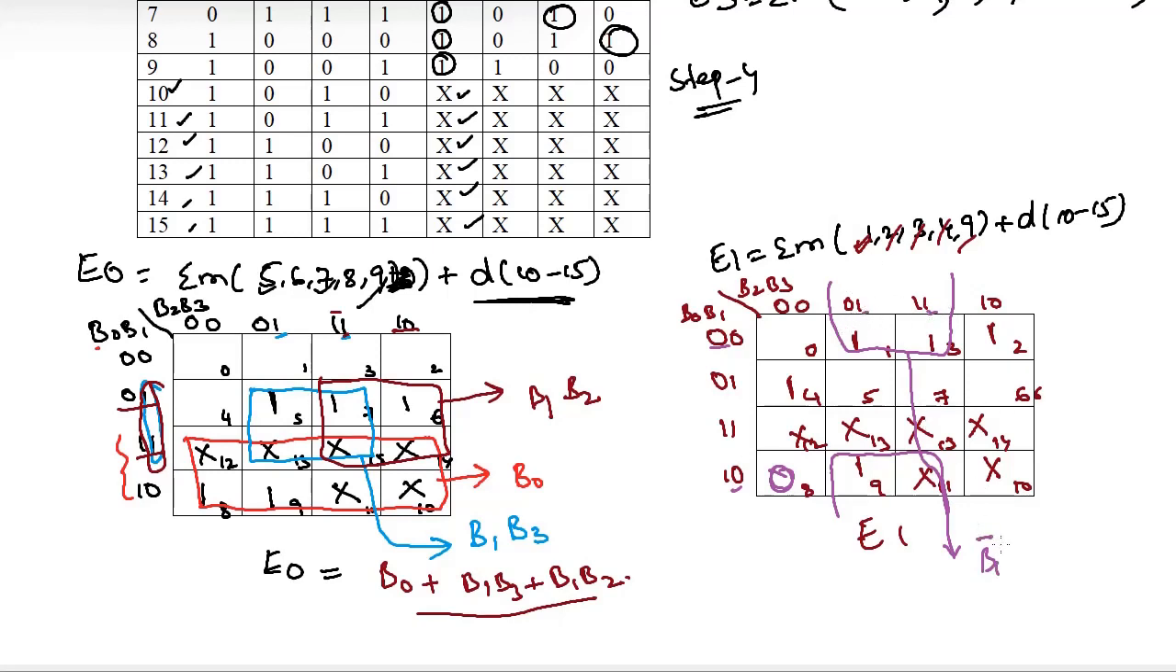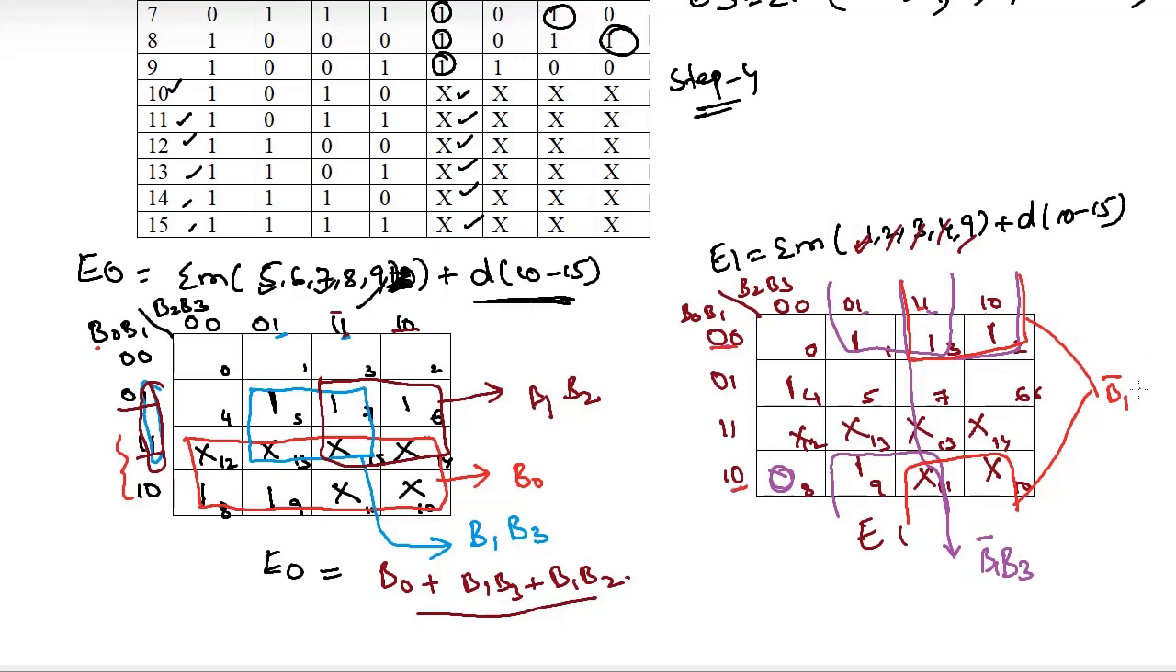In the same way, group the other values. This is another group, the second group: the first row and this one I am taking as another group. From this group, the row-wise common element is 0, which indicates B1 bar, and the column-wise common element is 1, which indicates B2.